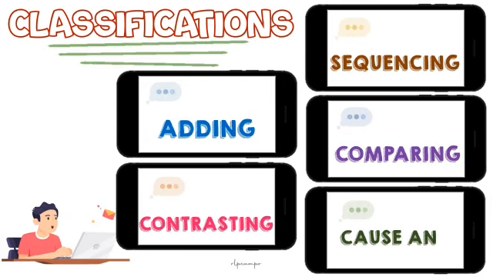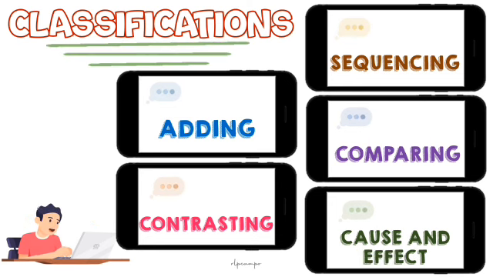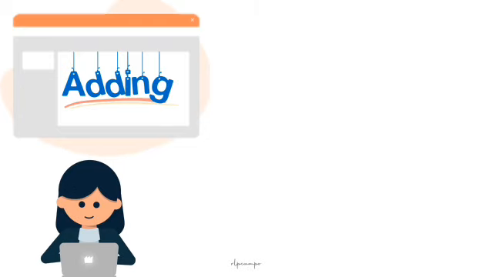These are the different categories or classifications of cohesive devices, and later, let us identify examples in each category. So we have adding, sequencing, comparing, contrasting, and cause and effect. Our first category is adding. Words under this category join nouns, phrases, and clauses.